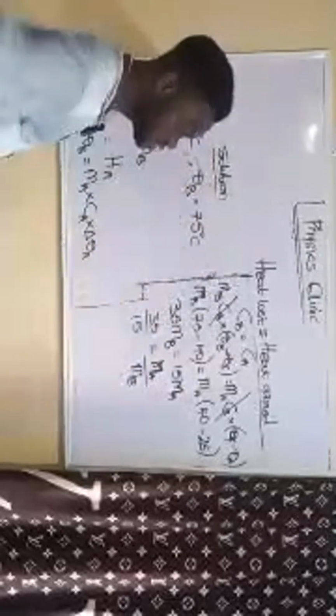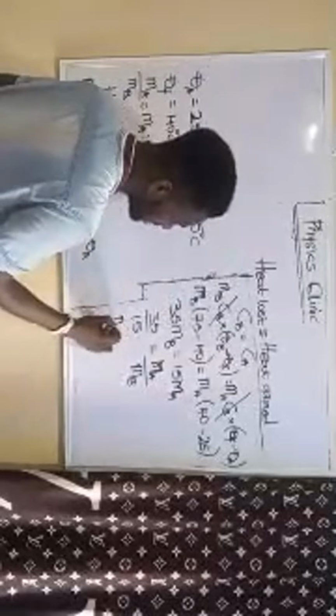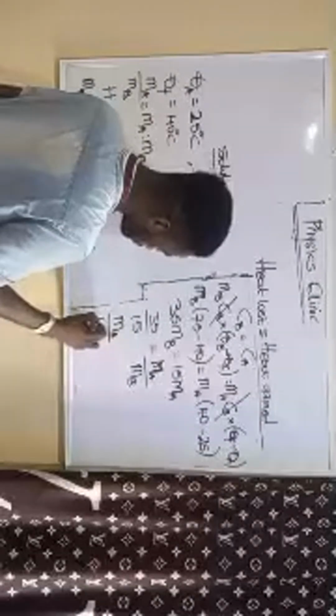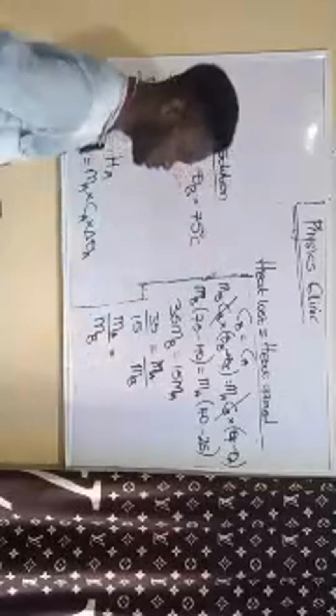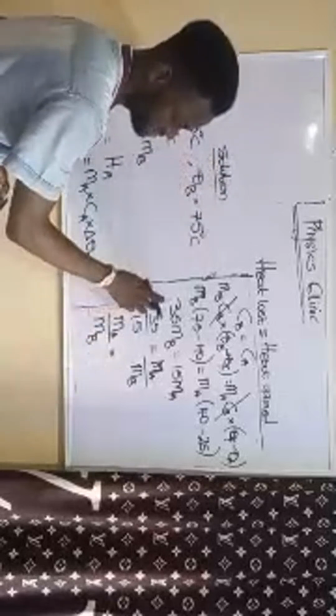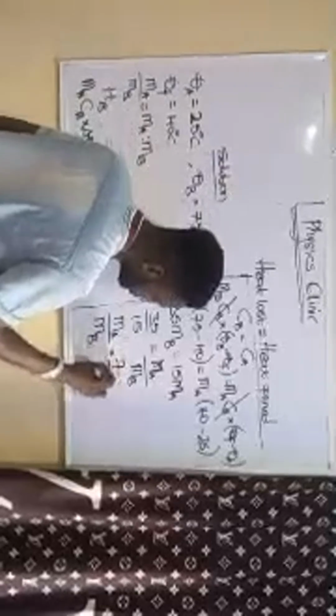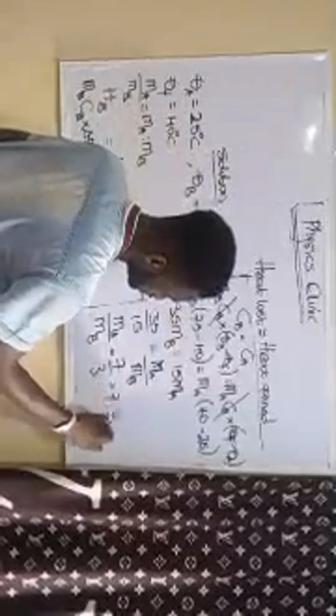So what can go through here? At the end of the day, I will have that my MA over MB is equal to 5 here is 3, 5 here is 7. So it's going to be 7 over 3. So the ratio is 7:3. There's the correct answer to that question.